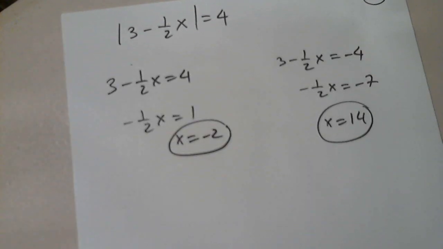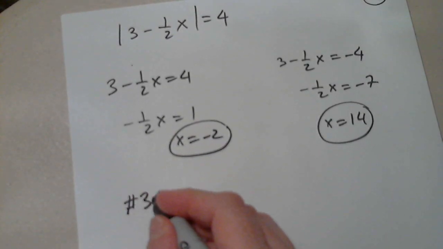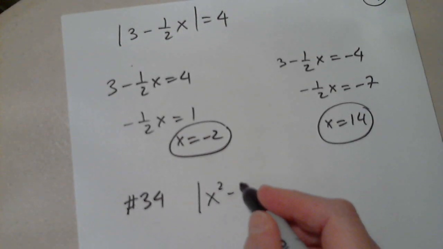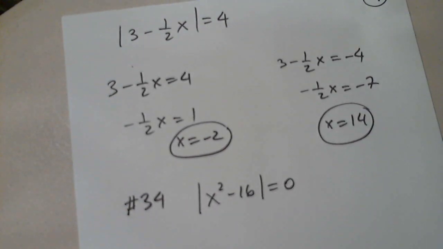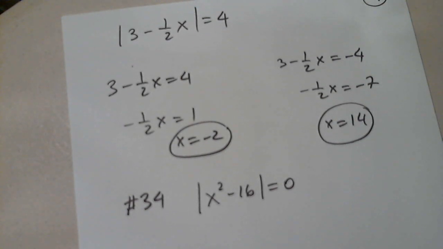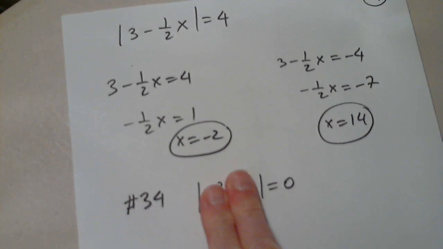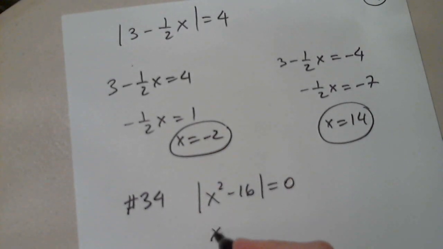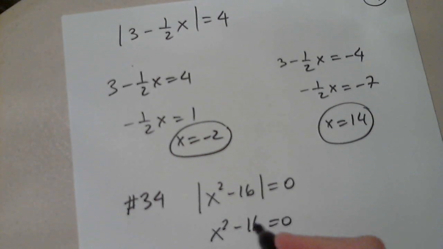So number 34. We have x squared minus 16 equals 0. Well, there is only one option here, because only the absolute value of 0 is 0. There is nothing else. So this quantity, x squared minus 16, has to equal 0.